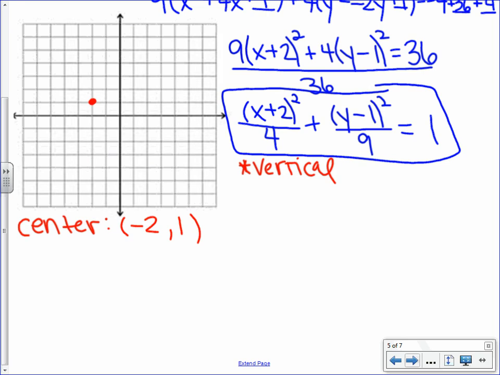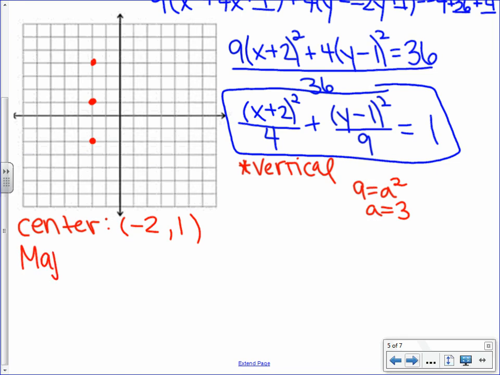Is that the same center as last time? Oh, no. Similar. Okay. Now we need our vertices. So we need to identify A and B. 9 represents what? A squared. 9 is A squared. It's bigger, so it gets to be A squared, which means A is 3. So since this is a vertical ellipse, we're going to move 1, 2, 3 from the center vertically.